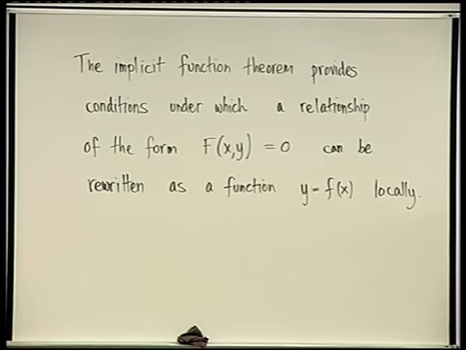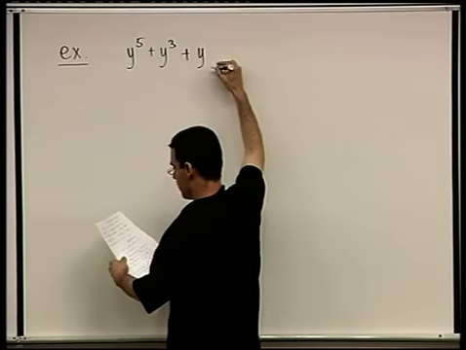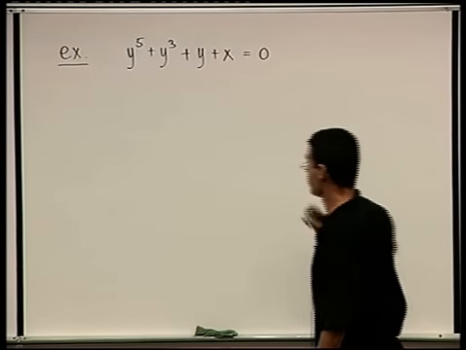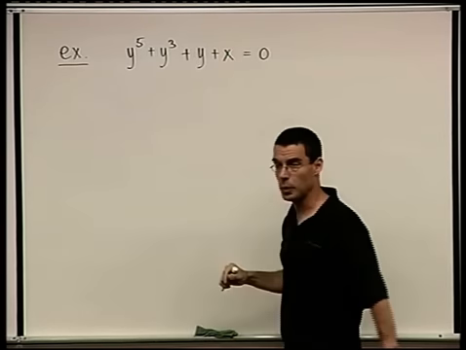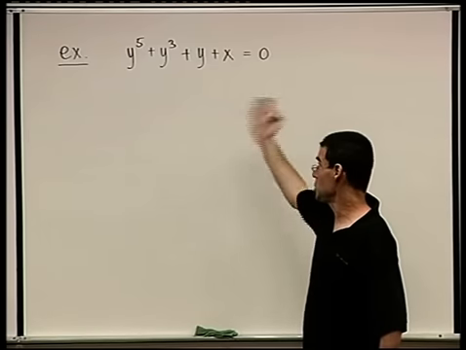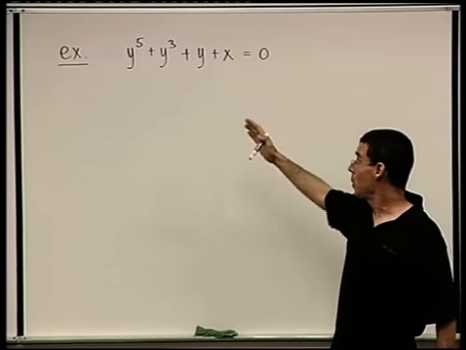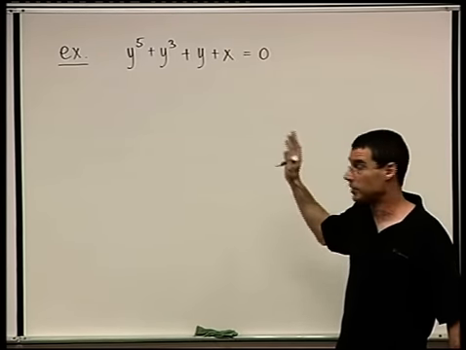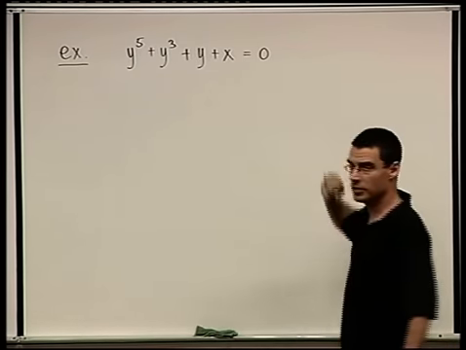Let's look at the relationship y to the power 5 plus y to the power 3 plus y plus x equals 0. So the left-hand side is our F of x, y. Okay? It's some relationship between x's and y's which equals 0. I don't know exactly what this looks like. If you think a minute, it can be somehow deciphered, but nevertheless, I can say a few things.